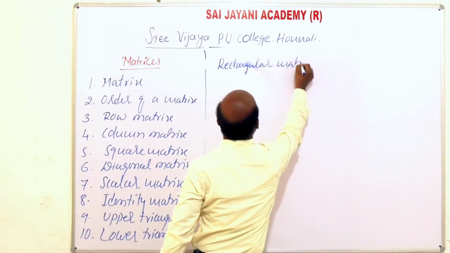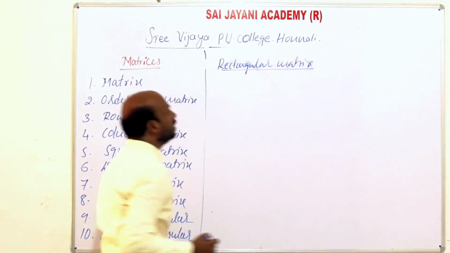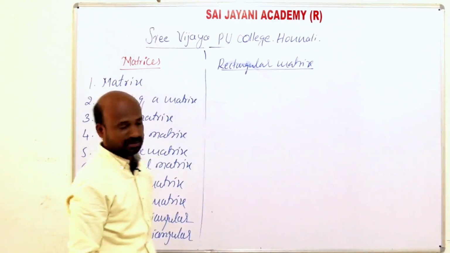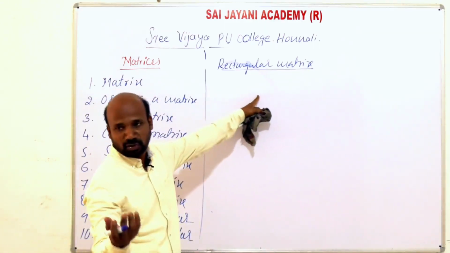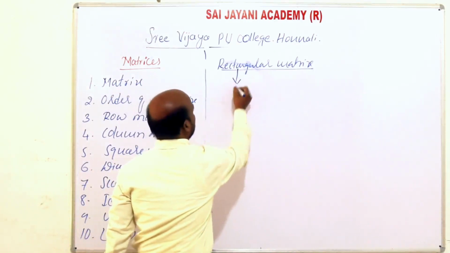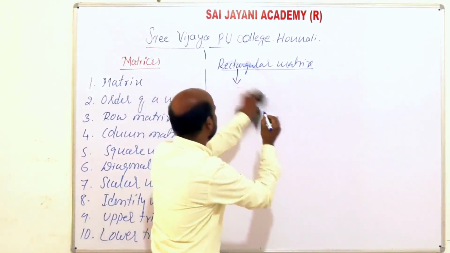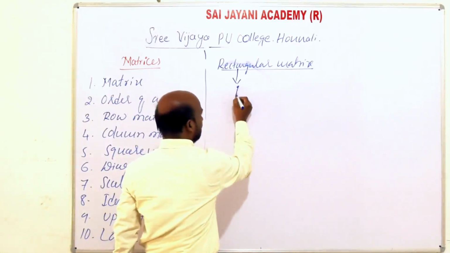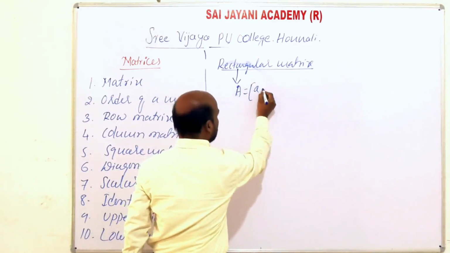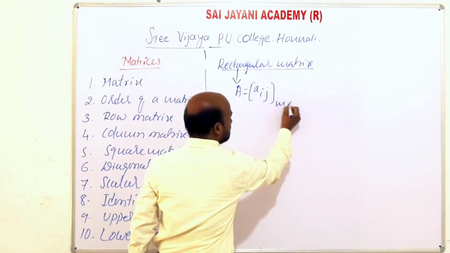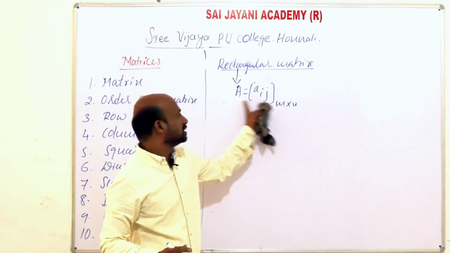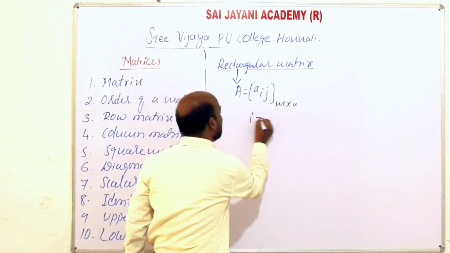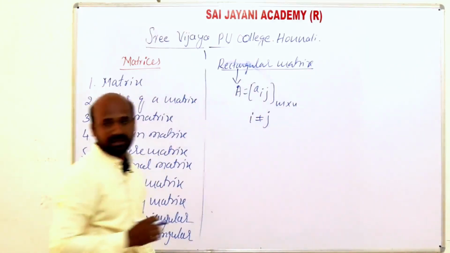Rectangular matrix. If the number of rows of the matrix is not equal to the number of columns, then it is called a rectangular matrix. I already said that i represents the row and j represents the column. That is, the matrix A = [aij] of order m by n, where i indicates row and j indicates column. If i is not equal to j, then it is a rectangular matrix.